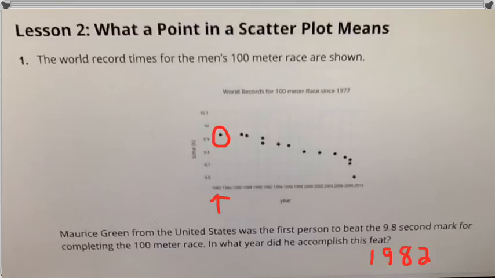And it says that Maurice Greene from the United States was the first person to beat the 9.8 second mark, and the 9.8 second mark is right here. And for competing the 100-meter race, what year did he accomplish that? Since this is the very first dot that's above 9.8 seconds, then this must represent Maurice Greene, since he was the first one to do it. And if I go straight down and I look at the year, it looks like it's 1982.